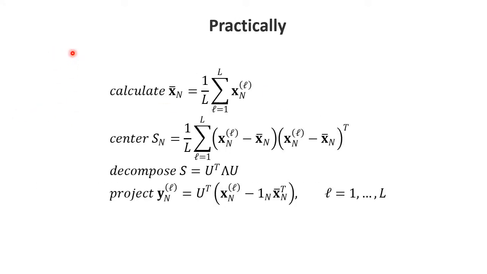So principal component analysis works practically as follows. First I calculate the average of my samples. I center those so I can calculate a centered covariance. So this is the estimated covariance matrix. I decompose that covariance matrix using eigenvalue decomposition, and then I can project the samples into possibly a lower dimensional space, in the sense that we'll take less of the n and thereby still maintain lots of variance.